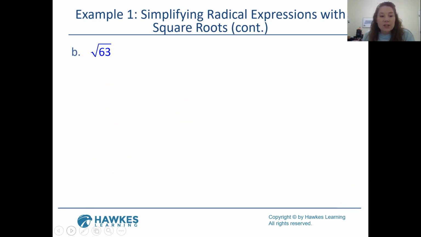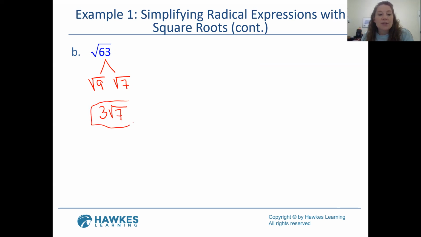All right, so let's look at the square root of 63. So the first way I'm going to think is I want the factors of 63. What's the biggest factor of 63 that's a perfect square? Well, I do know that 9 times 7 is 63. I know that 9 is a perfect square. The square root of 9 is 3. And 7 is a prime number with no perfect squares as factors. So the answer is 3 square roots of 7.